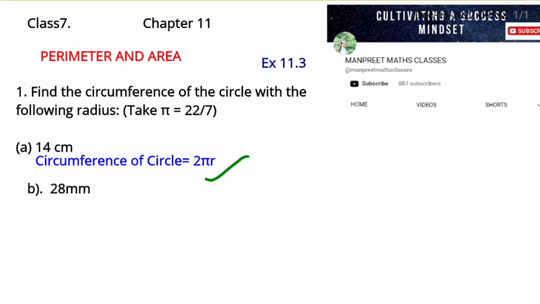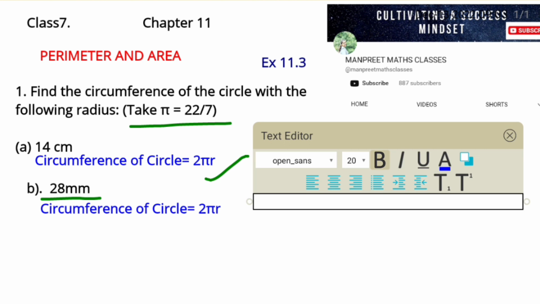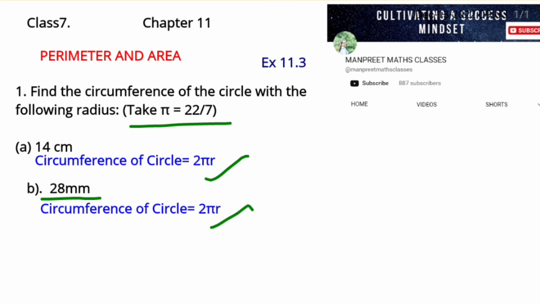So now let's read the question. Find the circumference of the circle with the following radius. In this question, they are asking you to calculate the circumference. Radius is given and the value of pi is also given. So let's solve it. First of all, we'll write the formula. I have written circumference of the circle is equal to 2 pi r.